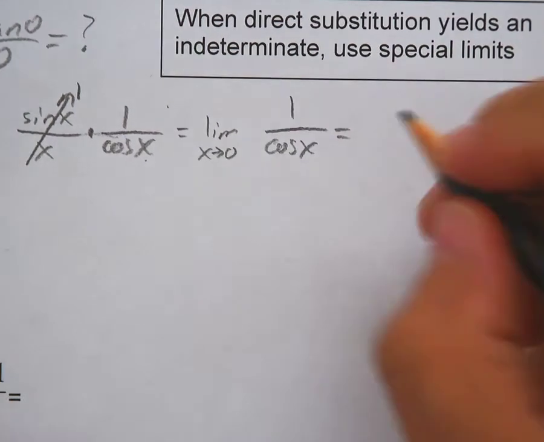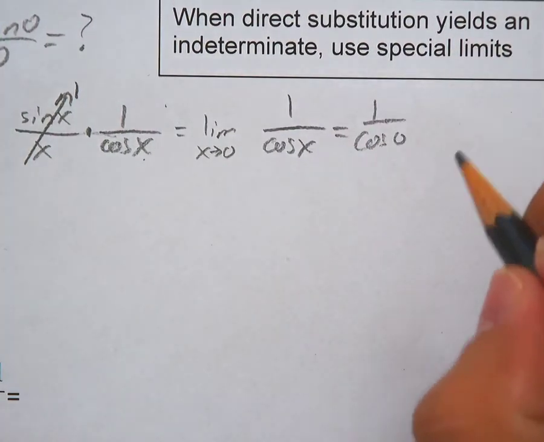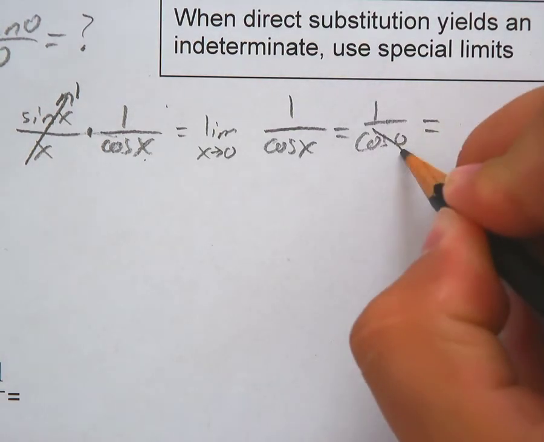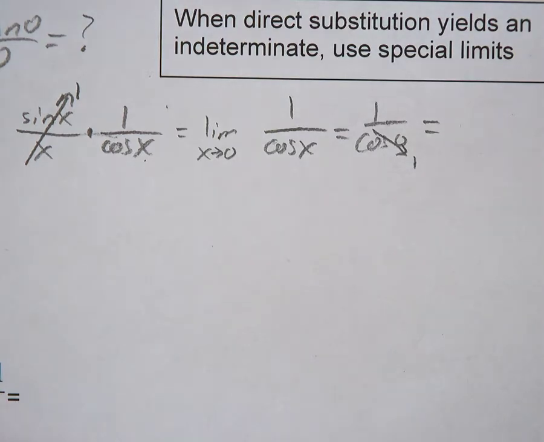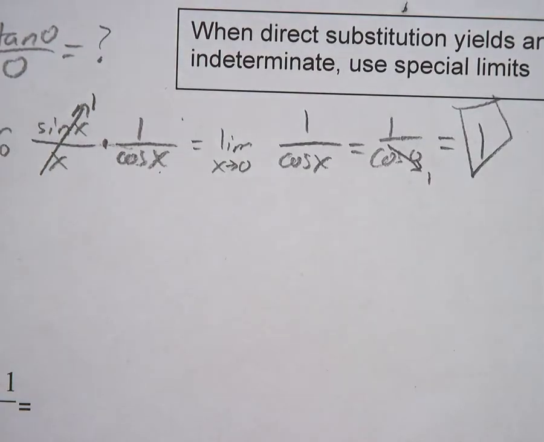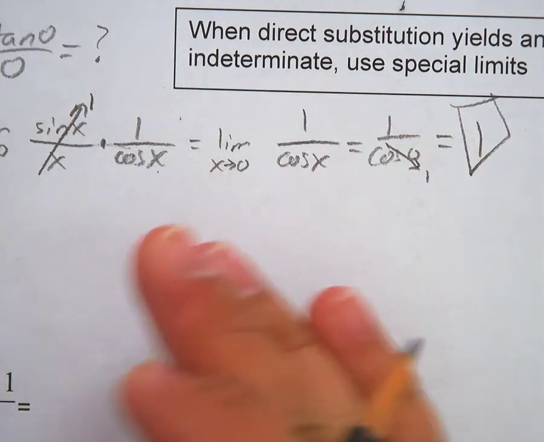Now plug in your 0. 1 over cosine of 0. And the cosine of 0 radians, cosine of 0 here, this is 1. So it's 1 over 1, which is 1. Remember, you're writing this as your limit. As long as you write it with the limit in the beginning of the question, it's okay.